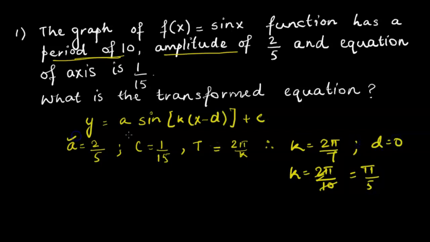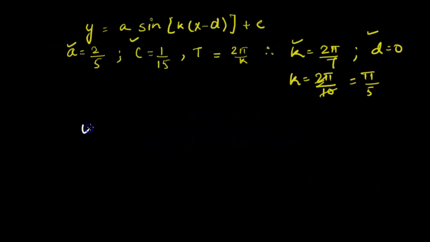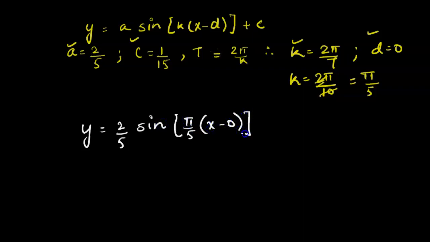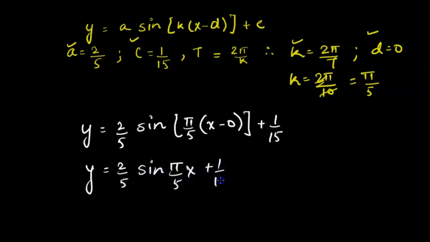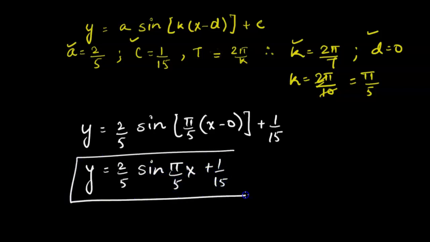Because nothing is described about the phase shift, that means the d value is going to be equal to 0. Now we would use all of these transformation parameters to fill in a, k, d, and c in the transformed equation, and that would give us the final answer for this particular problem. So we have y is equal to 2 over 5 sine(pi over 5 x minus 0) plus 1 over 15. So the final answer is y is 2 over 5 sine(pi by 5 x) plus 1 by 15. And this is our final answer for this particular question.